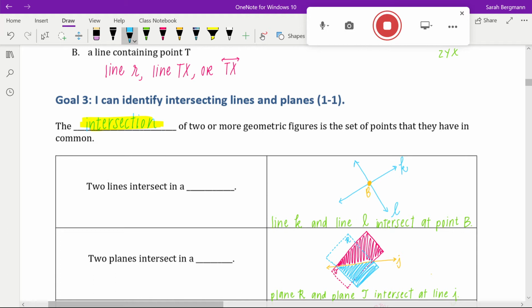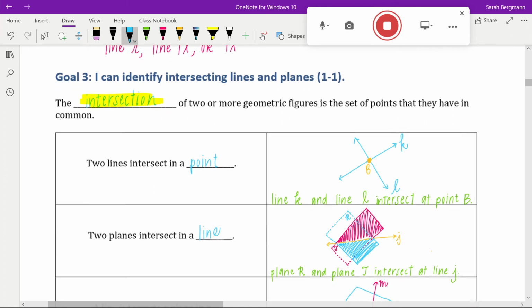So let's talk about this. 2 lines intersect in a point. I drew out an example there for you. Line K and line L intersect at point B here. Two planes always intersect in a line. I did my best to draw this, but you might want to go check the actual picture in your chapter 1 in your book.